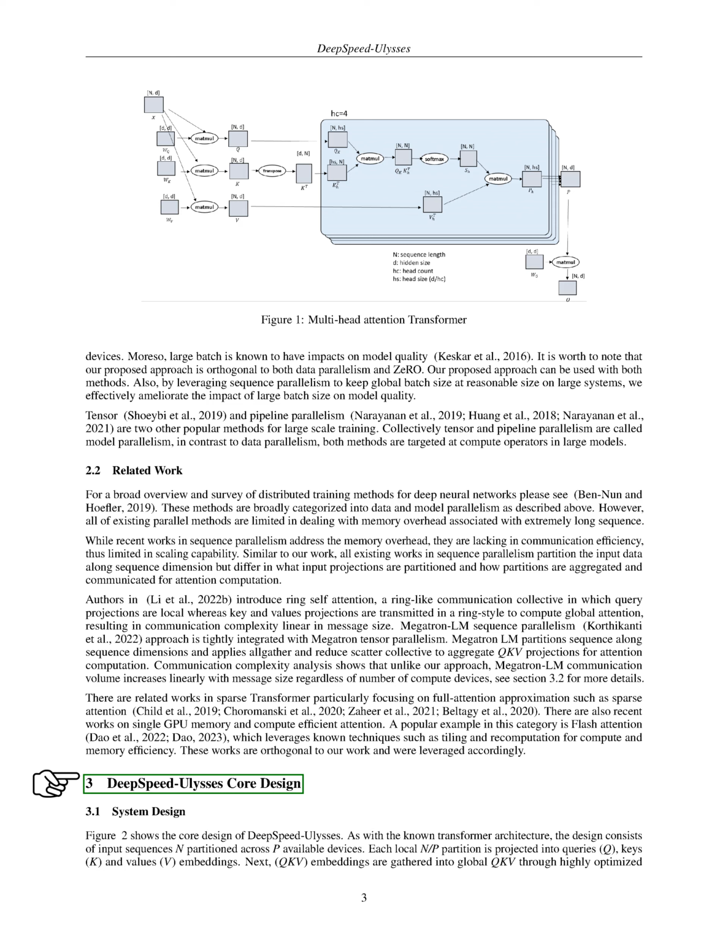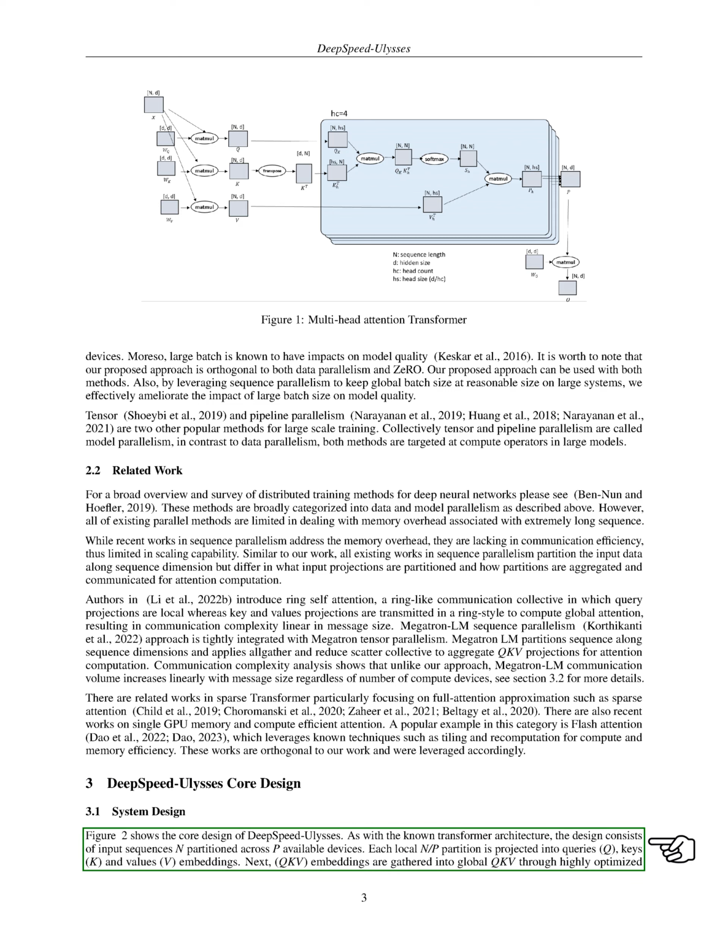Now, let's look at the core design of our system, DeepSpeed Ulysses. It follows the known transformer architecture, where input sequences are divided across available devices. Each local partition is projected into queries, Q, keys, K, and values, V, embeddings. These embeddings are then gathered into global QKV through highly optimized all-to-all collectives between participating compute devices. After this, attention computation is performed, followed by another all-to-all collective that transforms the output context tensor of attention computation to sequence parallel for subsequent operators in the remaining modules of the transformer layer block.